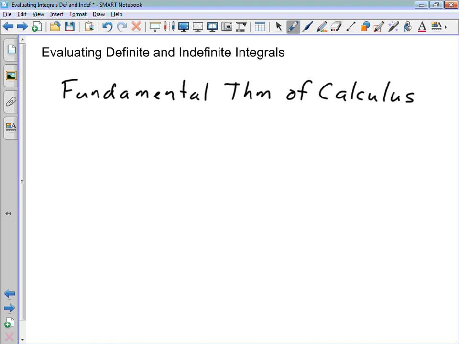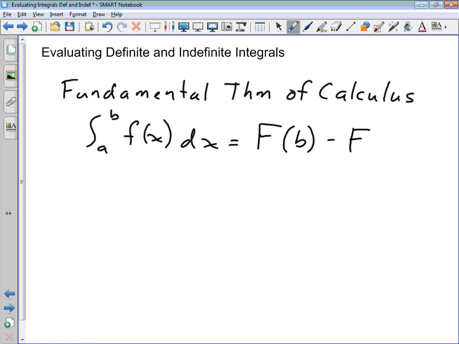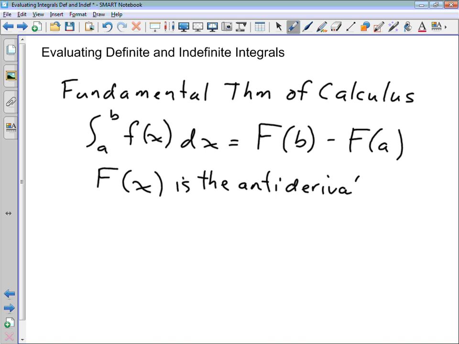Which tells us that if we want to evaluate the integral of f at x from a to b over dx, we are going to evaluate the antiderivatives at the endpoints and subtract them. Where once again, capital F at x is the antiderivative of little f at x.